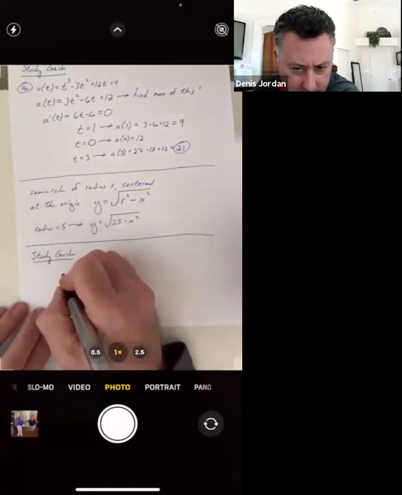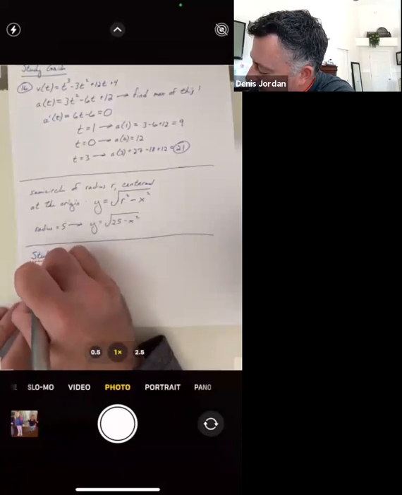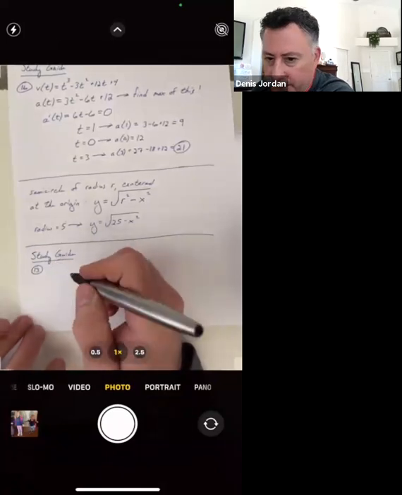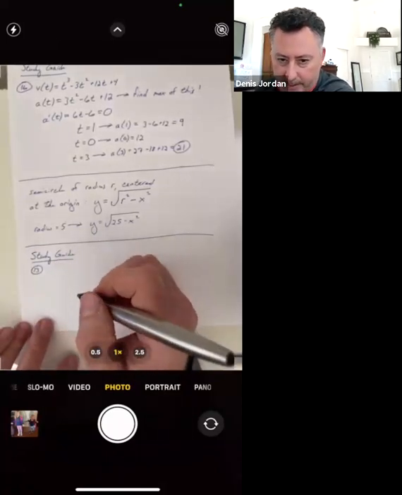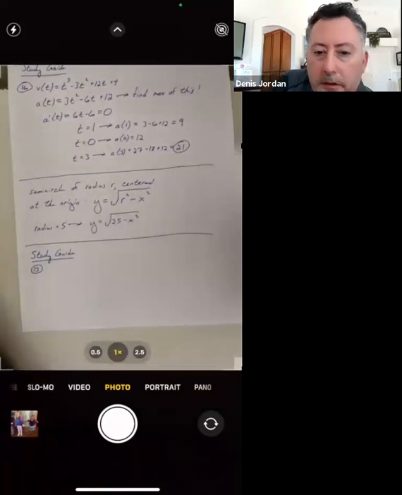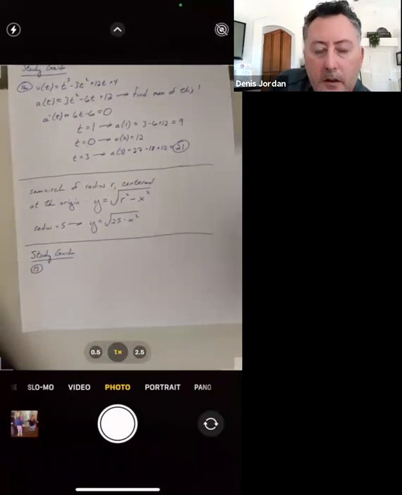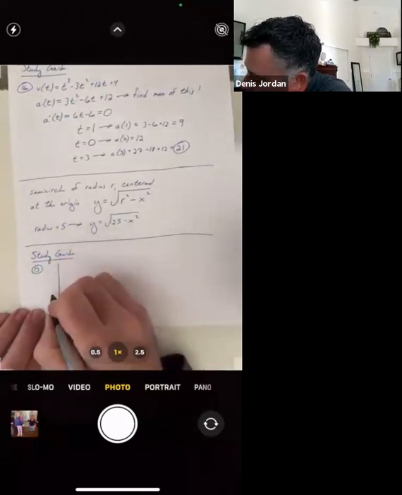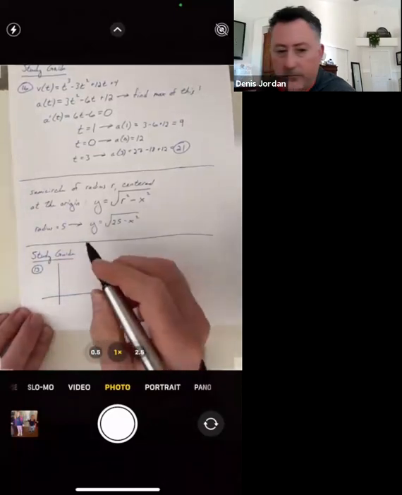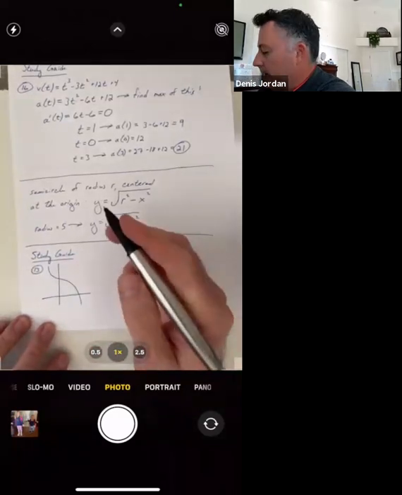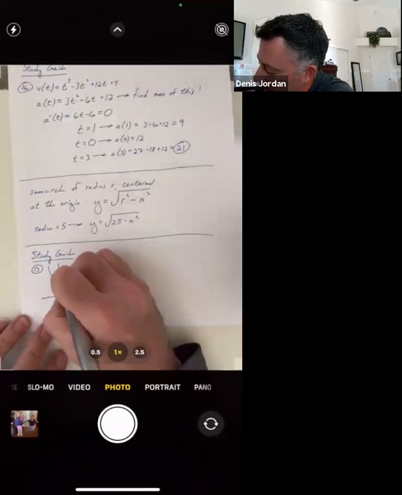Okay, so that was number 13. Find the dimensions of the rectangle of largest area which can be inscribed in the region bounded by the x-axis, y-axis, and the graph of y equals 8 minus x to the third. So the graph is doing something like that. It's been shoved up by 8 and it's upside down.